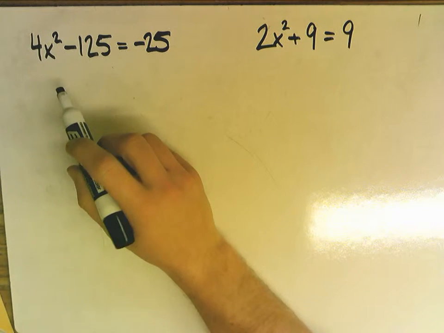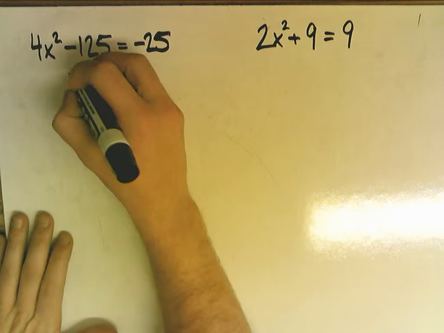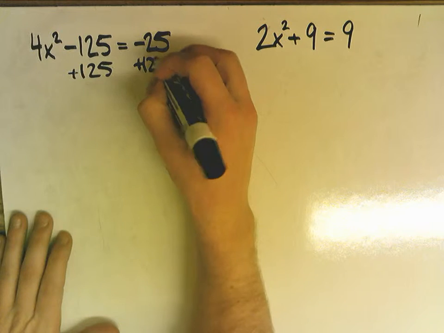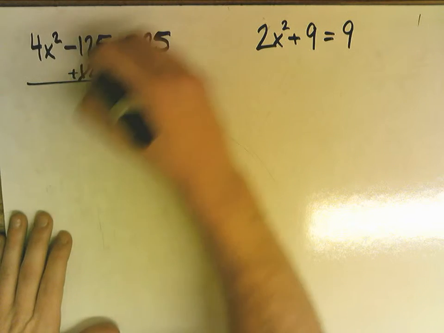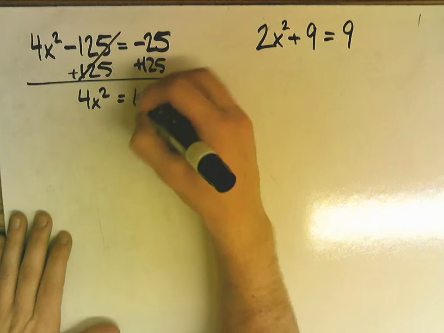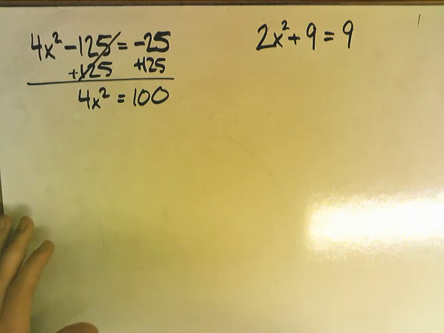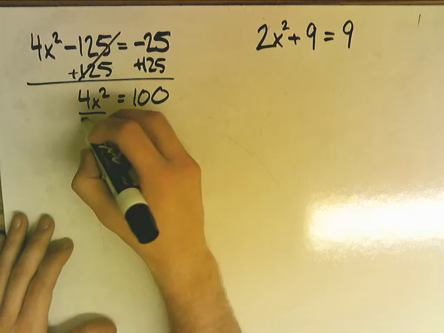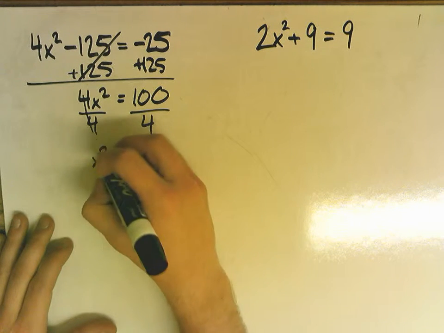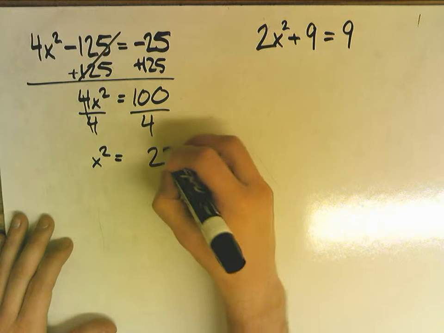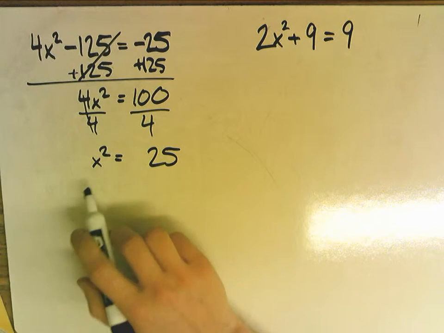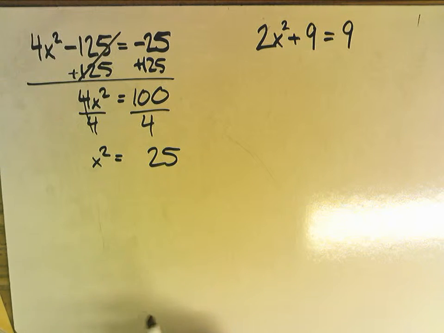The very first thing we have to do here is add 125 to both sides. We're going to be using our inverse operations. We end up canceling this out and we get 4x squared equals 100. Once again, we have to continue to isolate the x squared, so we're going to divide by 4. So x squared is equal to 25. At this point, the variable that's being squared is now isolated.